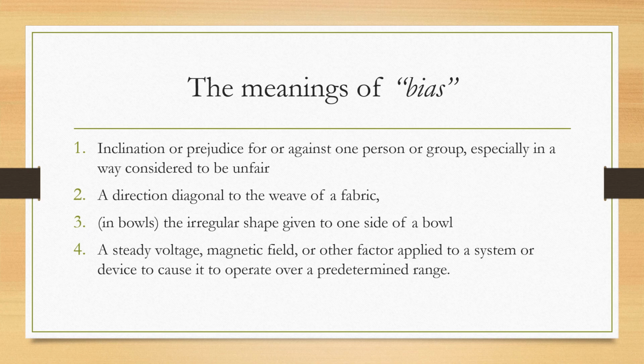First, inclination or prejudice for or against one person or group, especially in a way considered to be unfair. Second, a direction diagonal to the weave of a fabric. Third, the irregular shape given to one side of a bowl. Fourth, a steady voltage, magnetic field, or other factor applied to a system or device to cause it to operate over a predetermined range.